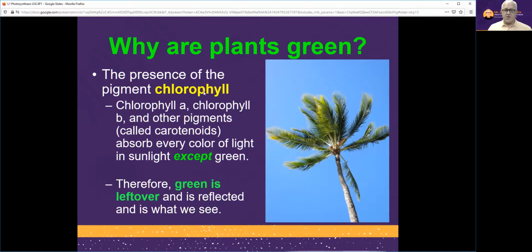So if anybody ever asks you, hey, how come plants are green? You know that it's from the presence of the pigment chlorophyll, and that the plant absorbs all the other colors from the spectrum except green, and it reflects that back.